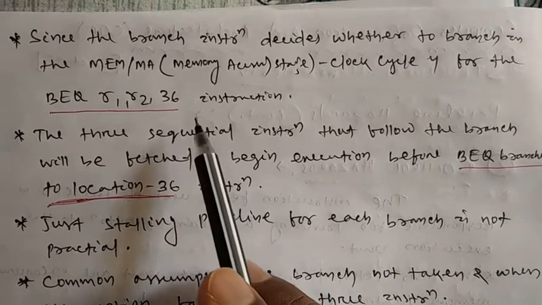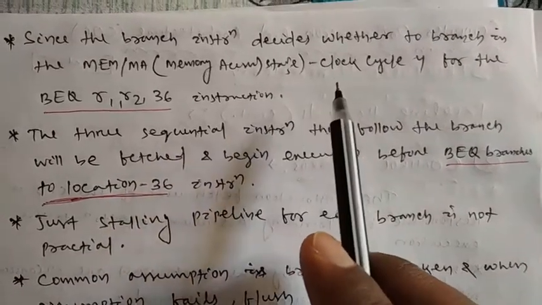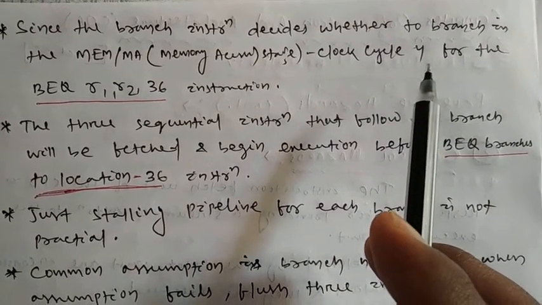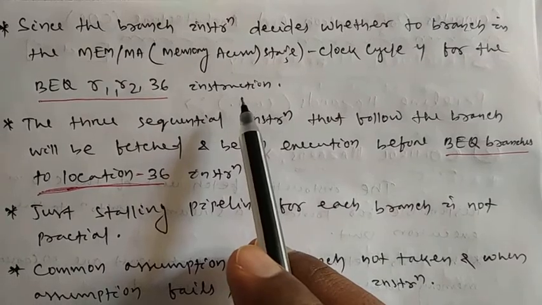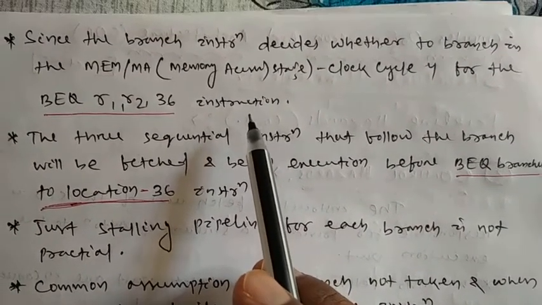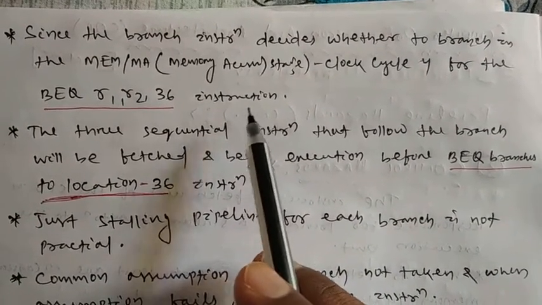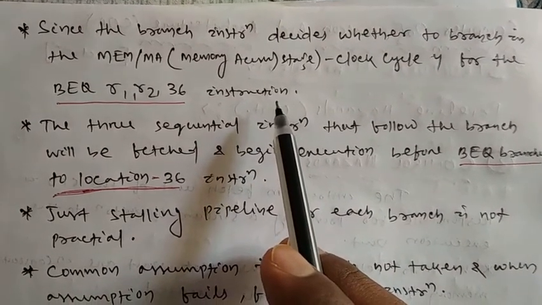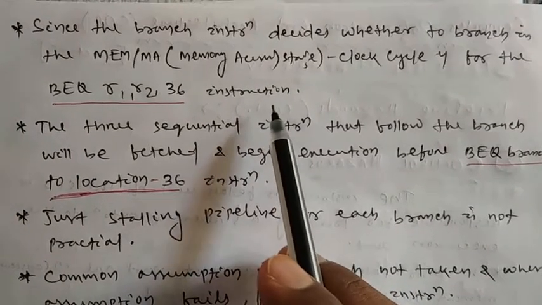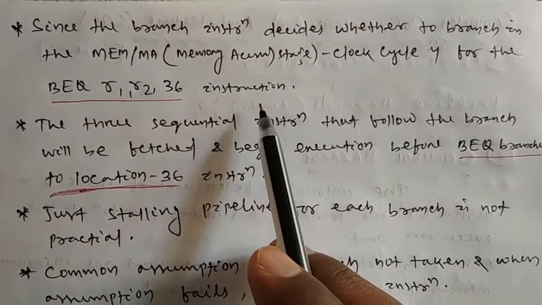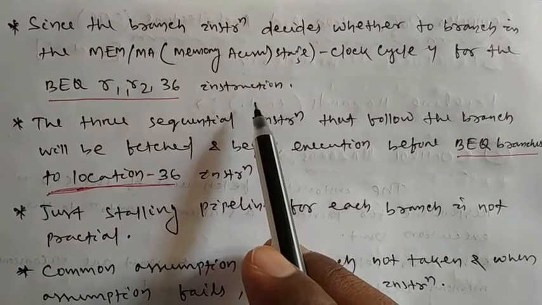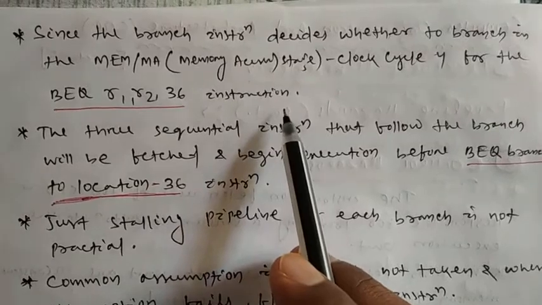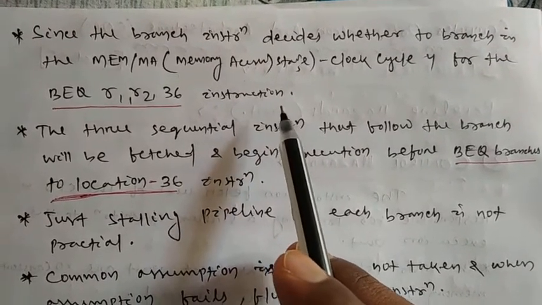So what happened now? Since the branch instruction decides whether to branch in the memory access, it means in clock cycle 4 we come to know that the instruction at location 12, instruction 1, is a branching instruction.